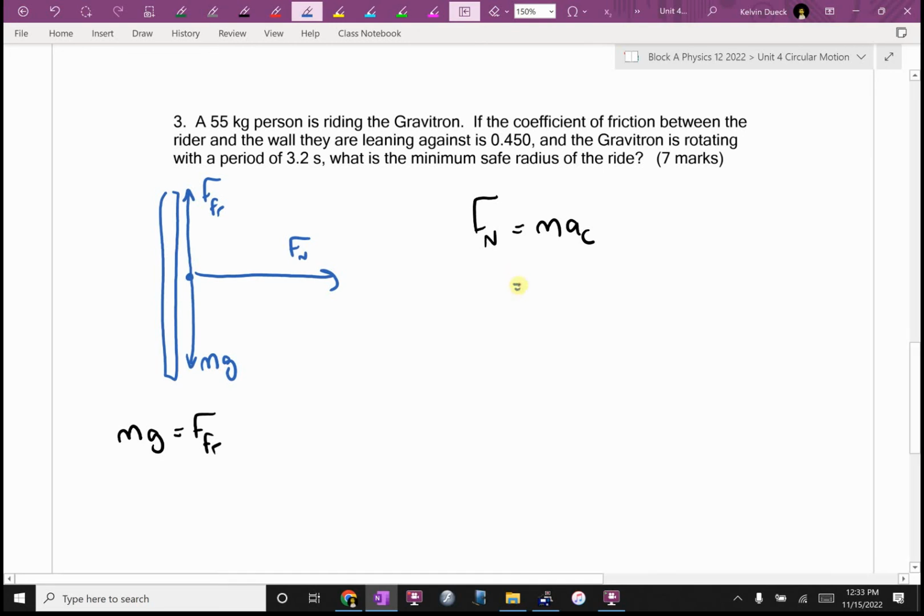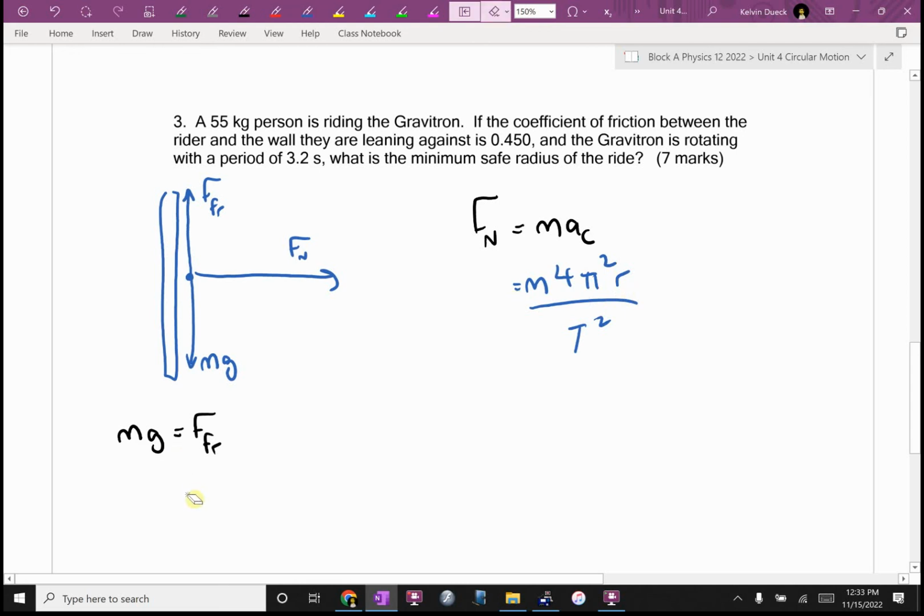Which version of the normal force am I going to use? They gave me the period, so I'm going to use the 4 pi squared r over t squared. Which version of the circular force? I think circular force is what I'm going to use. Problem is the normal force. I don't know the normal force.